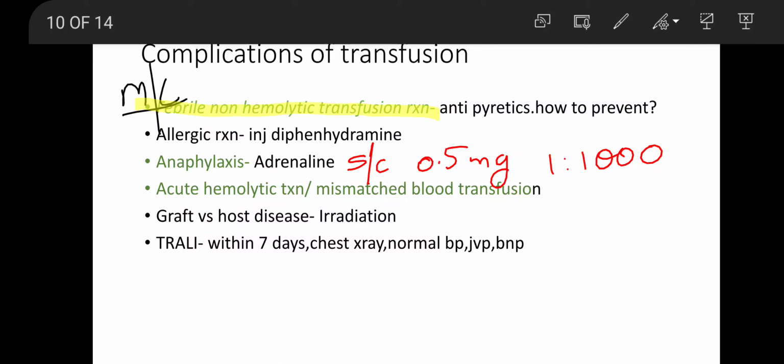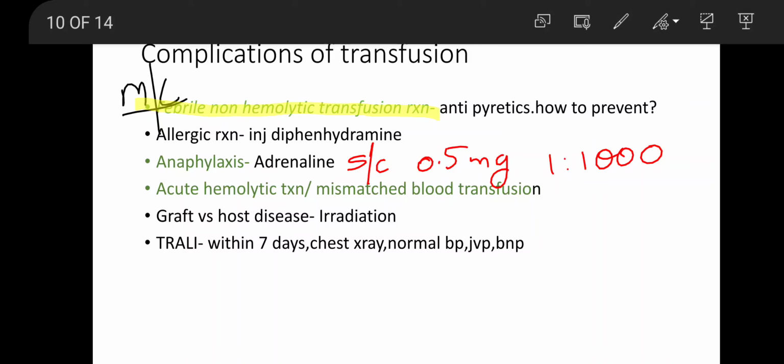So one thing that can happen here is graft versus host disease. When first degree relatives are giving blood, why this is occurring is they are sharing common HLA antigen. That is the reason.